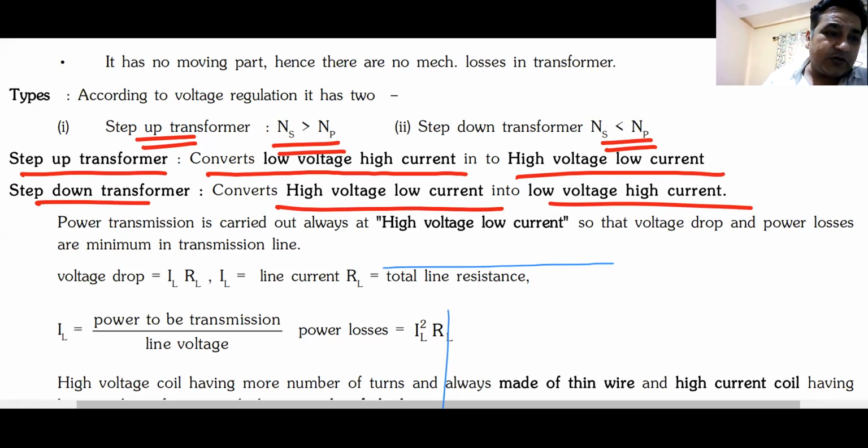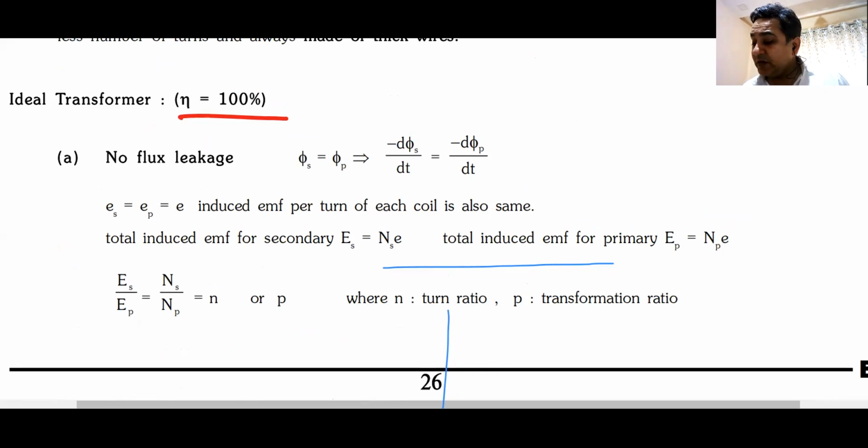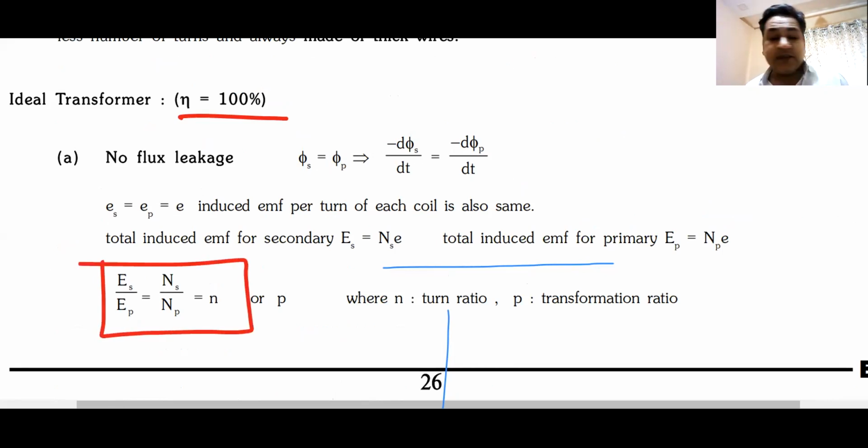Do we know this or not? Yes, we know this. Please be ready for questions on this. There might be a question for efficiency 100%. Es by Ep is equal to Ns by Np. Es means voltage in the secondary. Ep means voltage in the primary. It's directly proportional to the number of turns in the secondary and number of turns in the primary. I hope you know this. Yes or no?